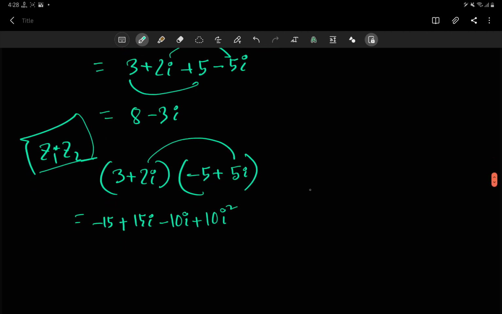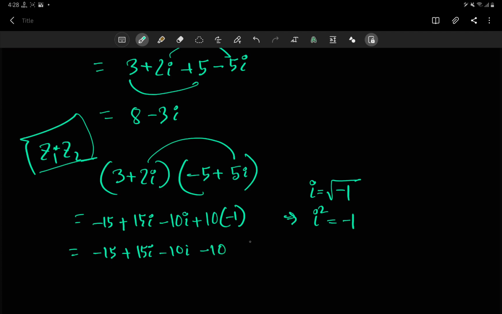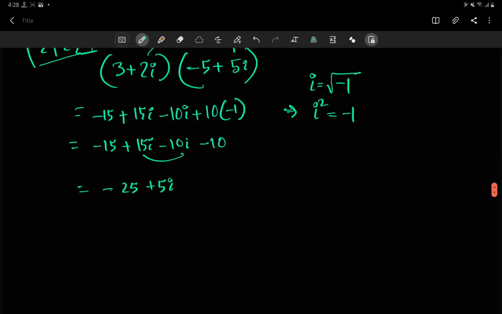And if you can remember, our definition of i was the square root of minus 1. That means i squared equals minus 1, right? So we can substitute i squared for minus 1. We have minus 15 plus 15i minus 10i plus minus 10. And we have minus 15 minus 10, this is minus 25, and 15i minus 10i is plus 5i. Okay, so this is how we multiply two complex numbers.